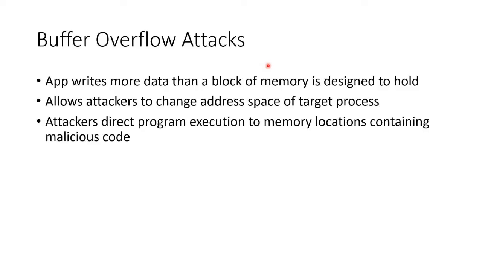A heap overflow is basically a buffer overflow, but the buffer is allocated on the fly, as opposed to set up when the app first launches. So we could do a buffer overflow attack against an app or against a service that runs on the web server. So the app is going to, not meaning to, but because of unstopped user input, write more data to a block of memory than the block of memory can hold. And this allows us to change the address space of target processes, and we can do direct program execution in memory locations that contain our malicious code where we shouldn't be.